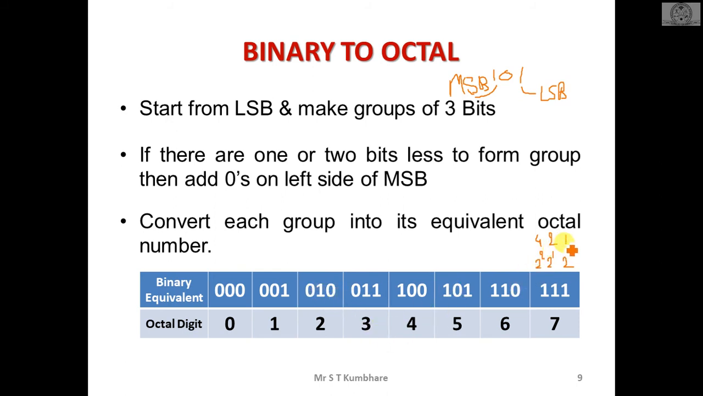For 3, 2 plus 1 is 3. That's why I will mention 1, 1 over here and 0 over here. So 0, 1, 1. If I want 4, I will mention 1 over here and remaining as 0, 0. So 1, 0, 0. If I want 5, 4 plus 1 is 5. So 1, 1 and this one is 0. So 1, 0, 1. I want 6. 4 plus 2 is 6. So 1, 1, and this should be 0. So 1, 1, 0. And for 7, 4 plus 2 plus 1 is 7. So 1, 1, 1.